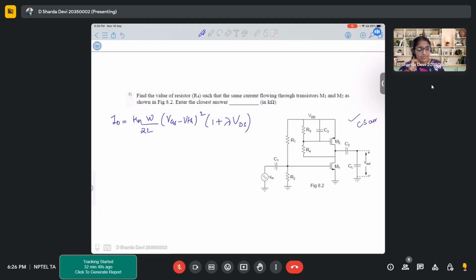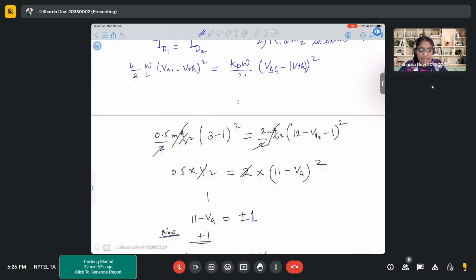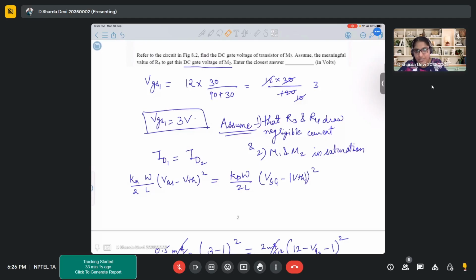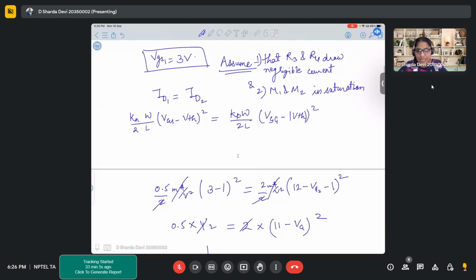And here we are considering lambda because lambda was mentioned in the problem. Now, the next question that might appear is, when we are considering lambda over here, why are we not considering lambda in the previous question? It's a very genuine doubt. Here, I didn't consider the lambda equation. I used the simple equation.